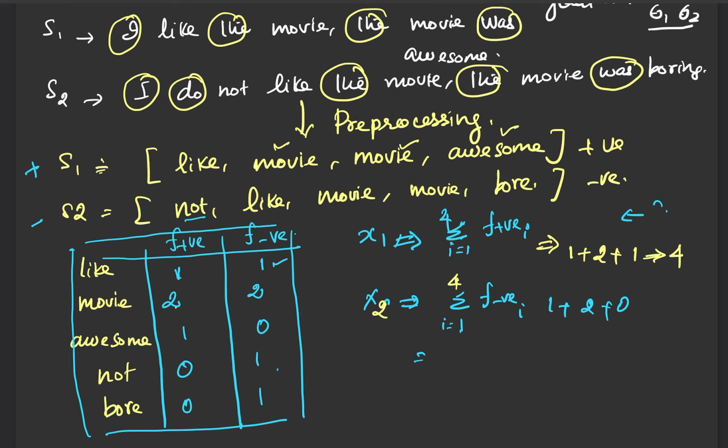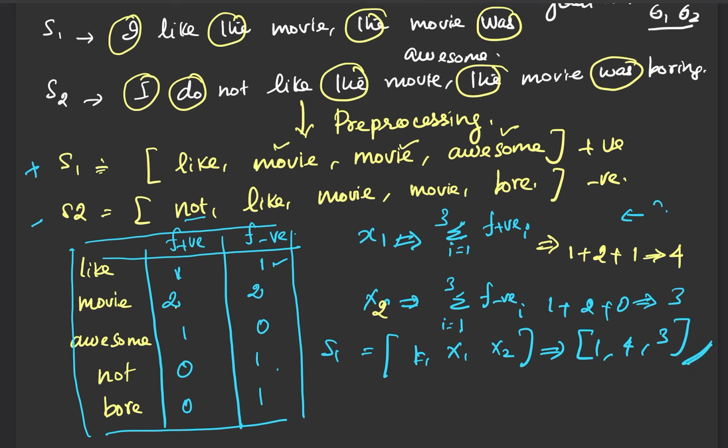So here the number of words is not 4. I made a mistake. The number of words is only 3, because we are looking at unique words. So for the negative sentence, it is only 3. So for my S1, this is my input feature: 1, x1, x2, which is 1, 4, 3.